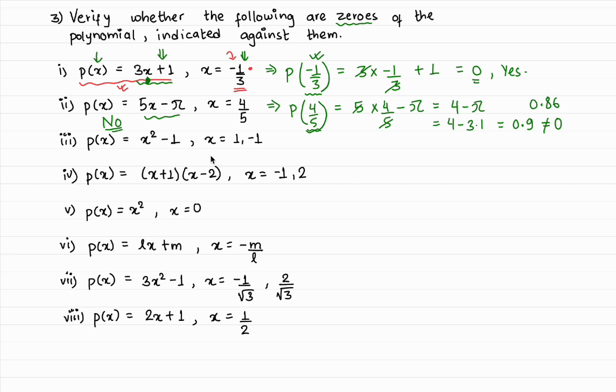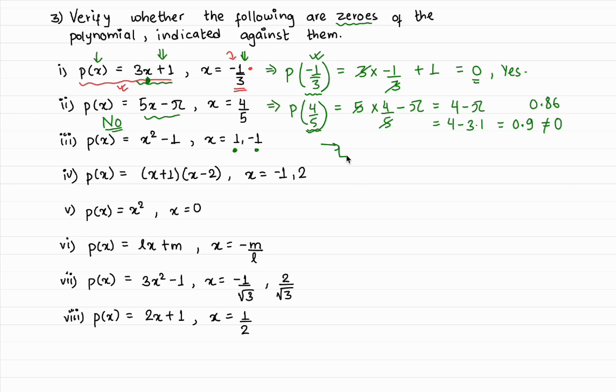Now in our question number 3, we have two values. We need to check for two values whether these are zeros of the polynomial. Before, we were just checking one value, to see whether it is a 0 of the given polynomial. Now we have to check for two values. Let's do the third one. In our third one we have 1 and negative 1.